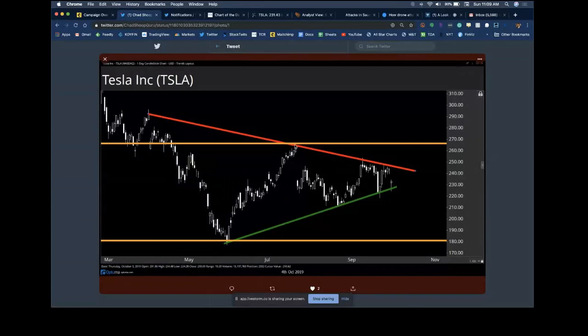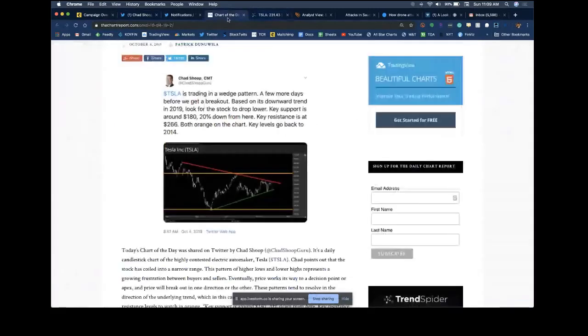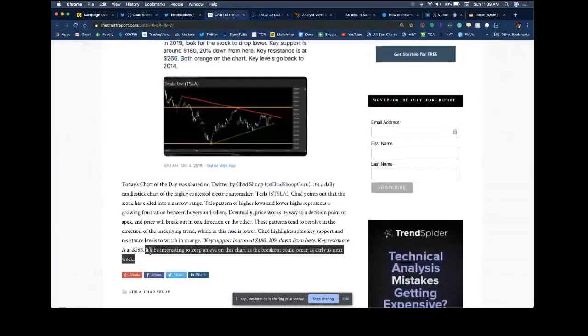In this case, these consolidation patterns tend to resolve in the direction of the underlying trend. If we look at Tesla on the chart here, I've already drawn the same support and resistance lines that Chad had on his chart. In my chart of the day summary, I ended by saying it'll be interesting to keep an eye on this chart as the breakout could occur as early as next week.